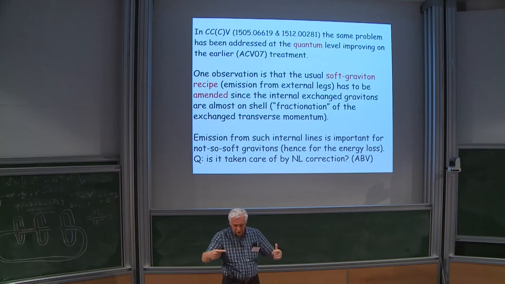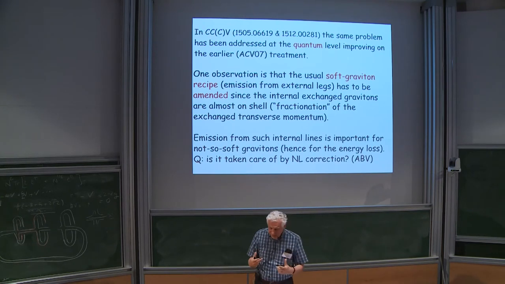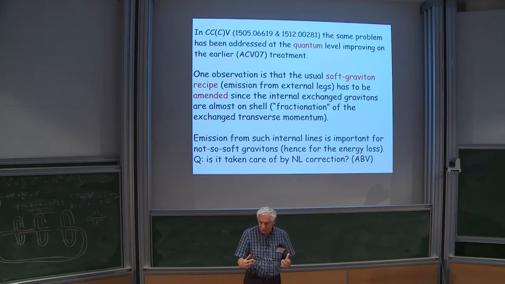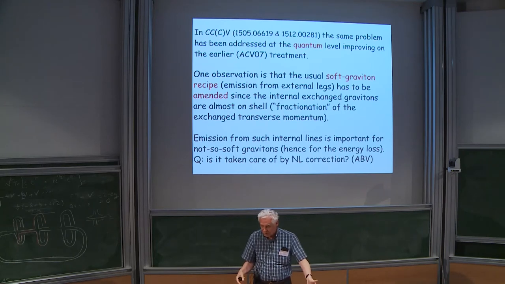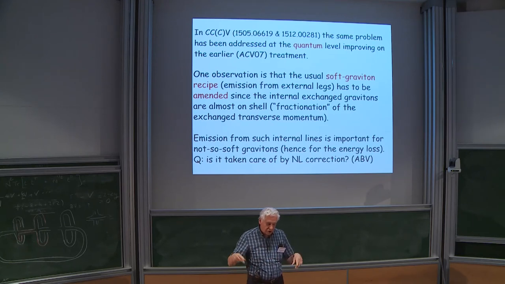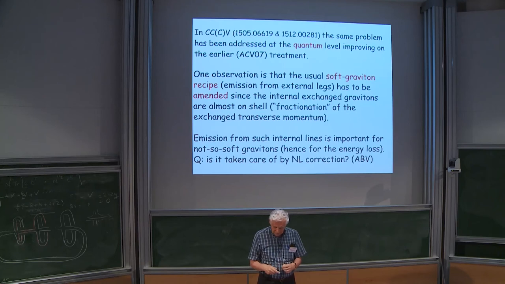If you have this high energy collision and the deflection angle is finite, even if small, of course the momentum transfer in the process is huge. If you had a single graviton carry out all this transverse momentum, that graviton would be far off shell. And there would be no reason to include emission of other soft gravitons from that off shell object. But as it turns out, what dominates this process is the exchange of so many gravitons that each one of them is very close to the mass shell. So for this reason, the emission from the exchanged gravitons cannot be neglected for not so soft gravitons.